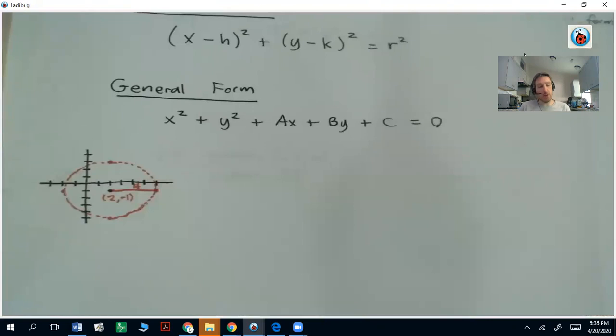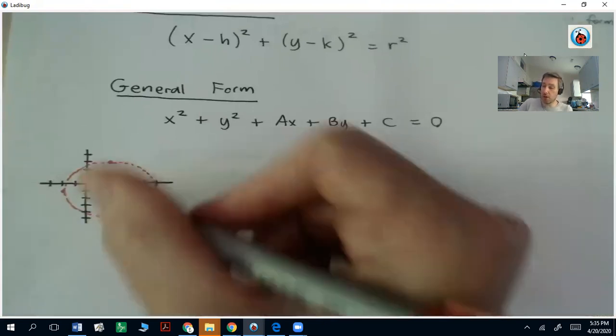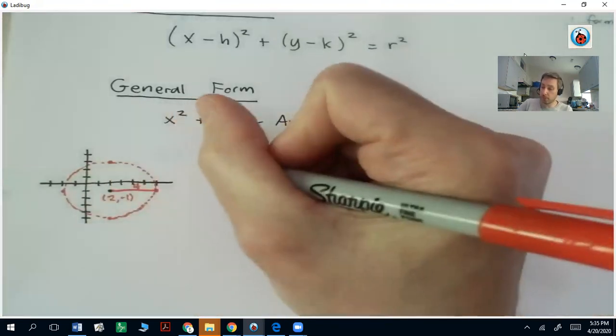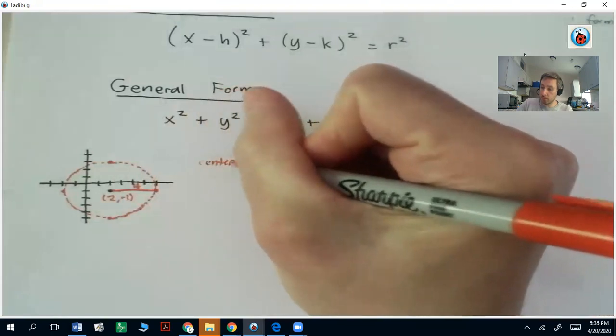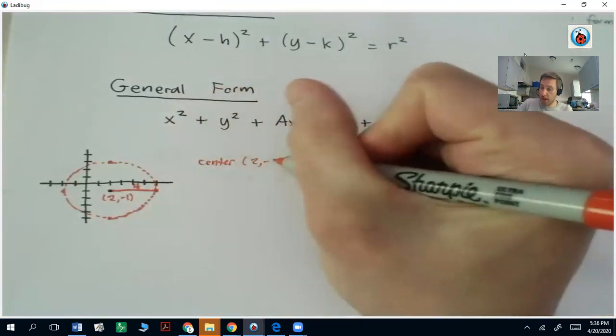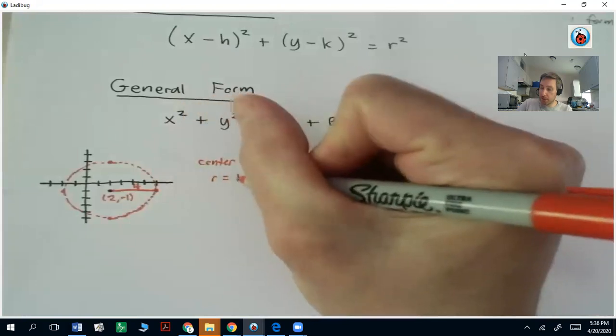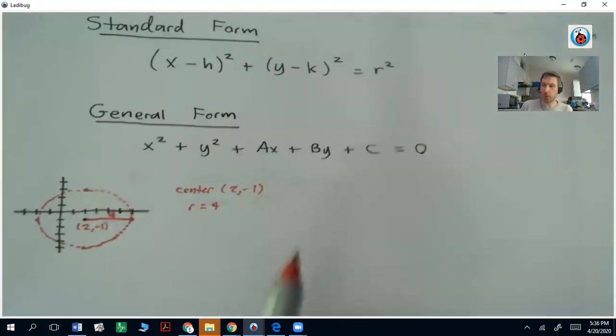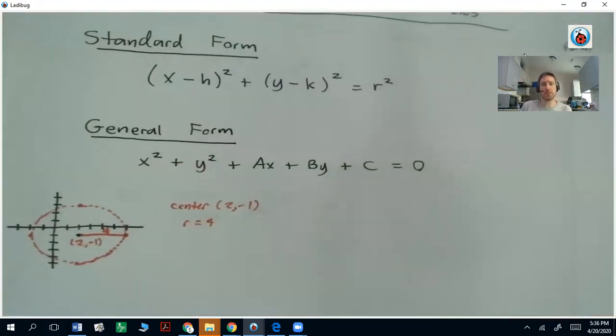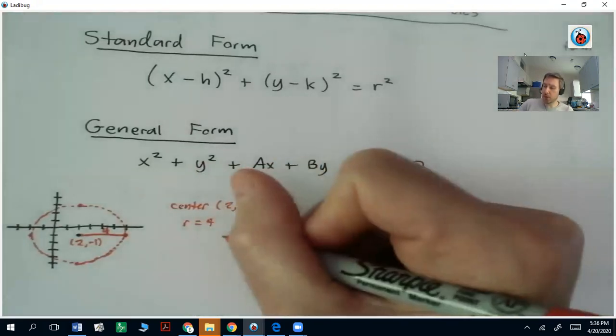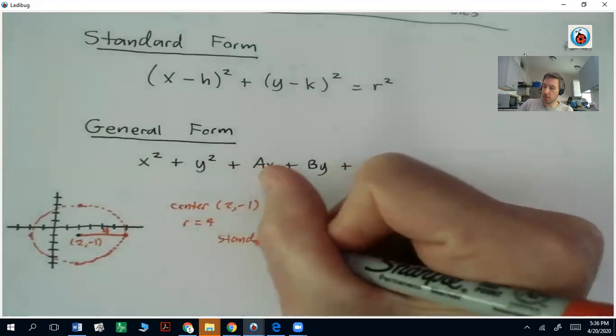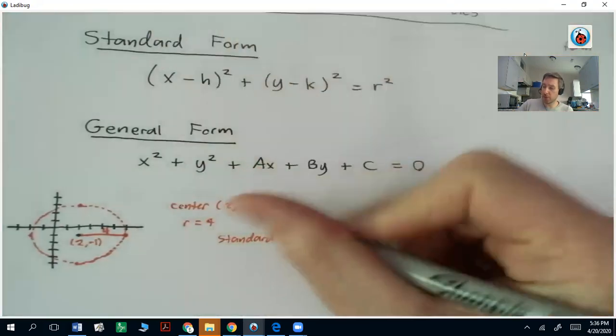That is a circle that has a center of 2, -1, and it has a radius of 4. And that's labeled right on the circle. So we want to get it to look like this. What we first do is we write it in the standard form. So the standard form is going to have the parentheses.